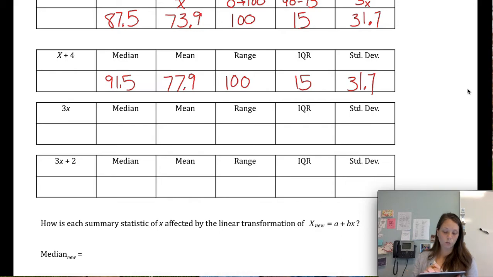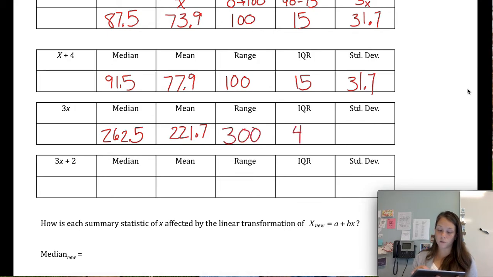Now we're going to take those original data points and multiply them by 3 and recalculate these key features of the data. The median is 262.5, mean is 221.7, range is now 300, IQR is 45, and standard deviation is 95.1. Notice the things that changed or didn't change and by what.